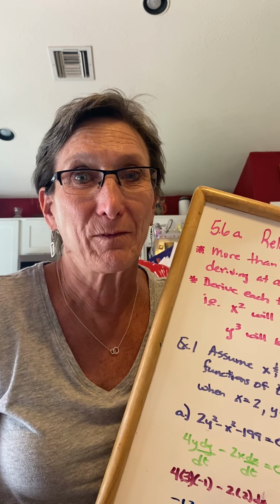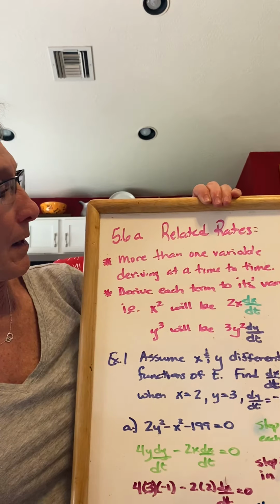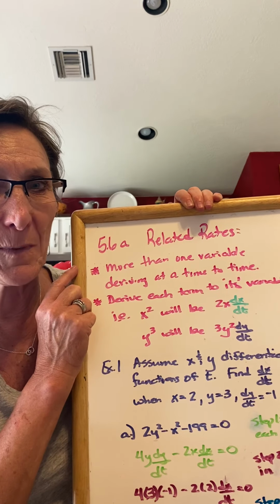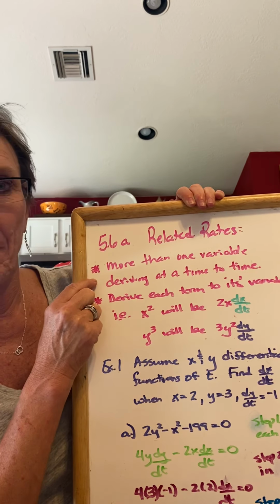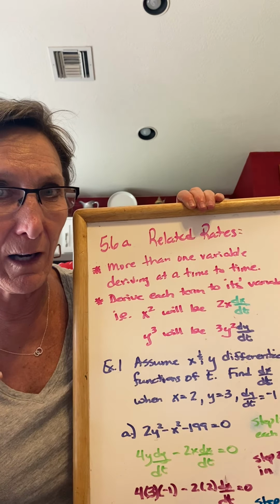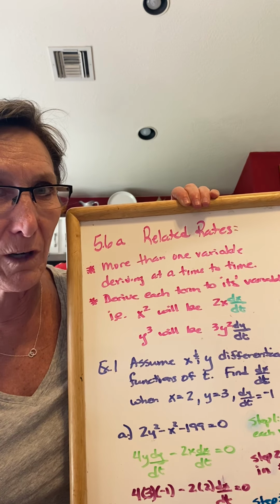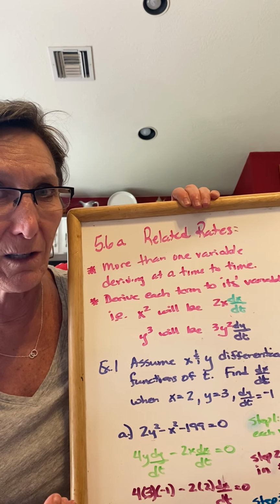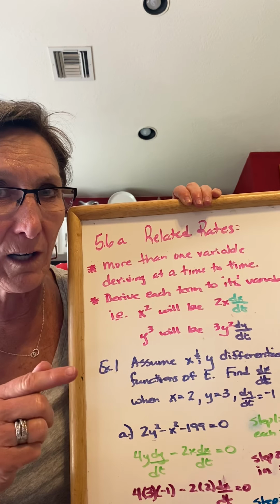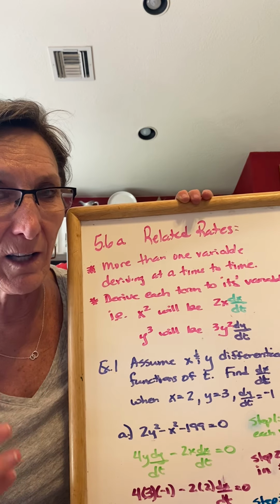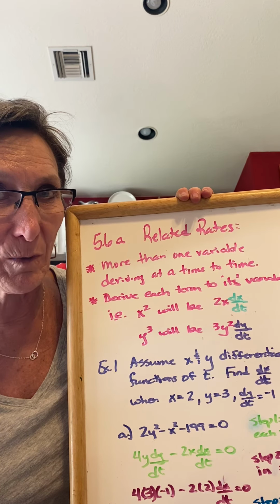So here I go. 5.6a, related rates, brief calculus. All right. Related rates is basically you have more than one variable. You're going to derive at a time. So you're going to derive like an x variable and a y variable, just like you did in partial fractions, both at the same time, but whenever you're deriving, they always are over dt. So when you derive x, let's say you're deriving x squared, it's going to be 2x dx dt, just like in partial fractions. Okay? So that's why partial fractions were important.